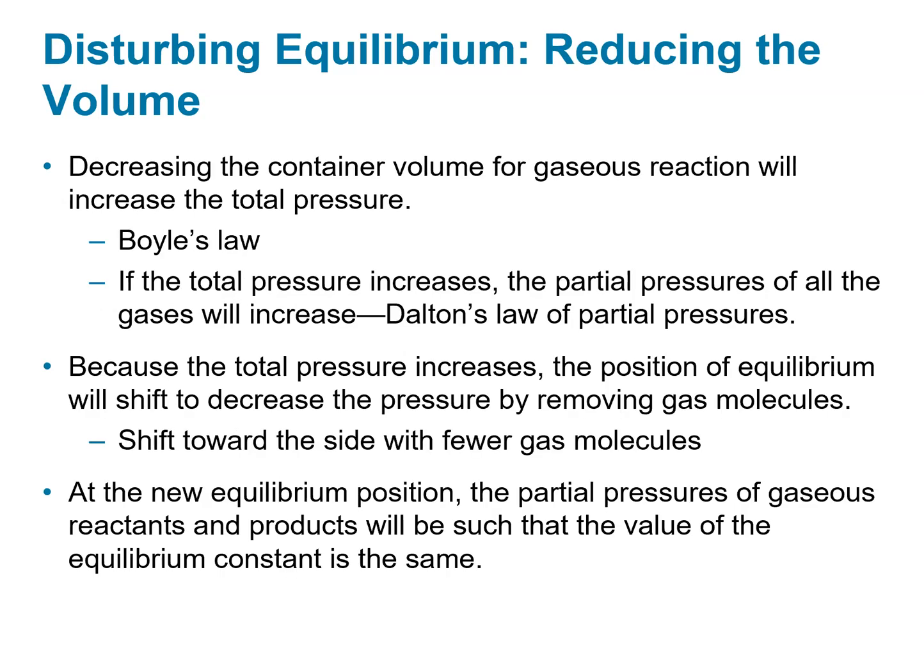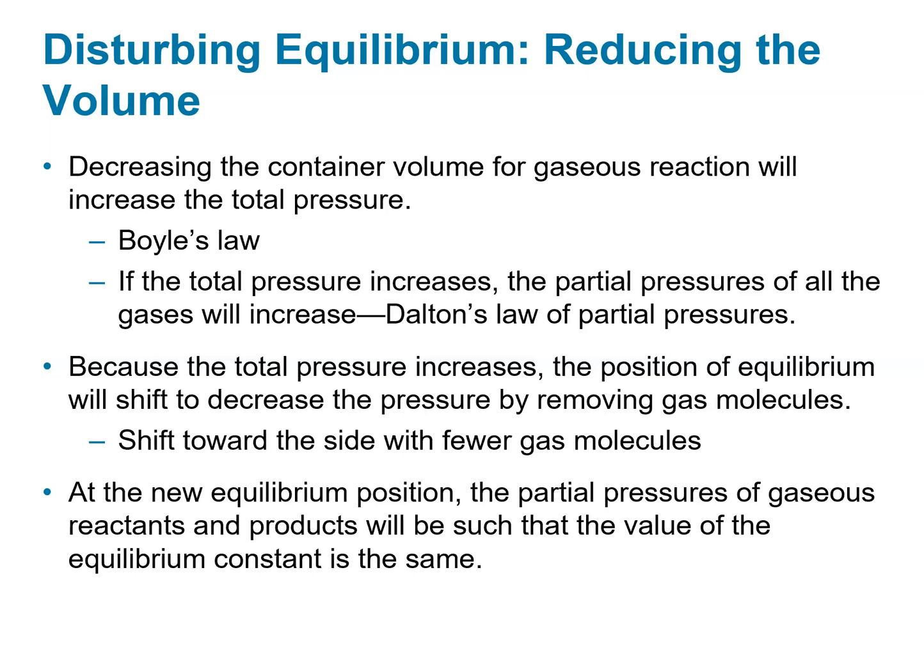Let's go through these. Well, decreasing the container's volume is going to increase the pressure because of Boyle's law. If the total pressure increases, the partial pressures of all the gases are going to increase as well, right? And because of this, as the total pressure increases, the position of equilibrium is going to have to shift to decrease the pressure by removing gas molecules. So, in other words, the shift is going to go towards the side which has fewer molar equivalents of gas being formed.